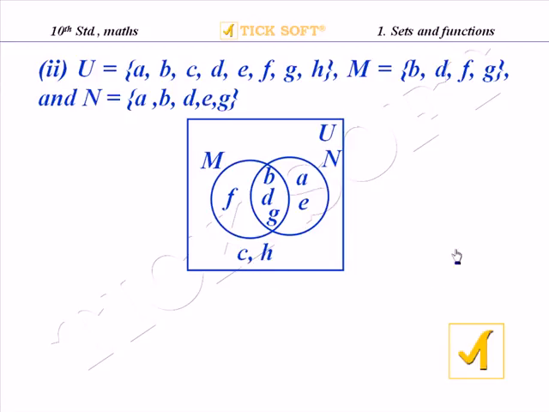So first, to draw the Venn diagram, the common elements of M and N should be taken. That will be in this interior portion. Then except the common elements, the other elements are taken in the M set, and the other elements of N will be taken this side, and we have to mark M and N. All these elements should be removed from here. Other elements of the universal set should be here.